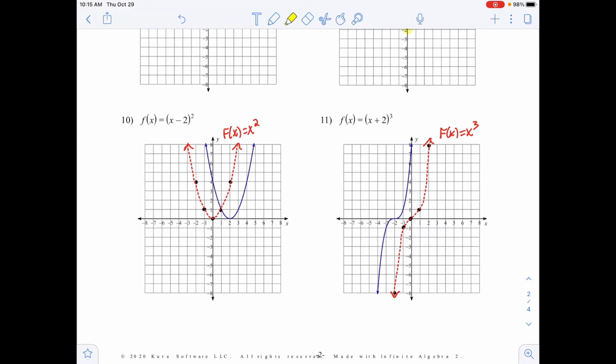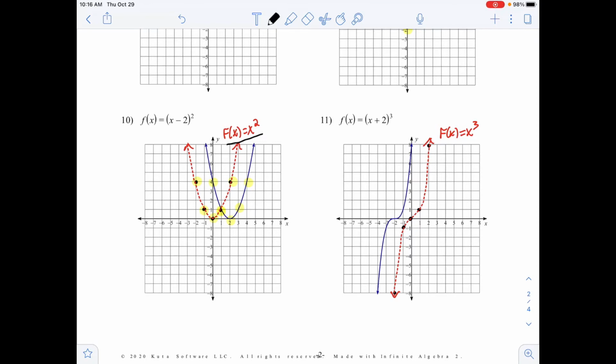All right, let's look at a left-right shift. Notice how the C value is inside the parentheses now. So that's going to give us that left-right shift. So in red is our parent function, f of x equals x squared. So we're going to take all of these points and we're going to shift them to the right. It's the opposite sign, so it's going to go to the right. So those values are right here, and you can see that that gives us this graph in blue. It's not the absolute value, it's x minus 2 squared, okay?